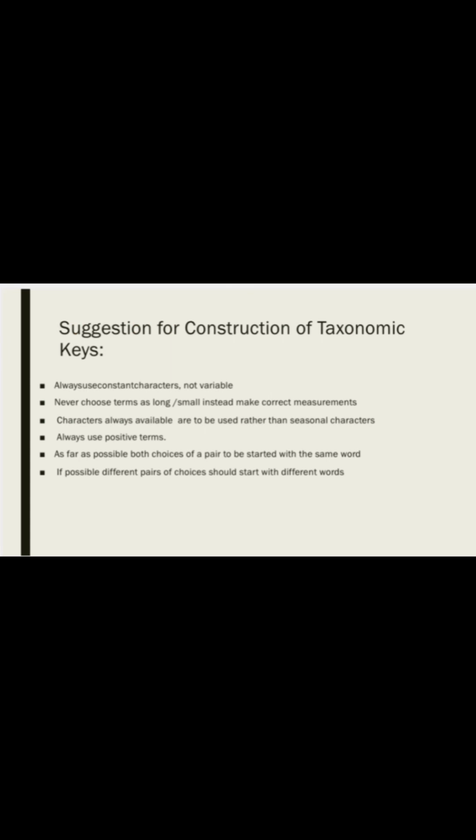Suggestions for constructing taxonomic keys. Always use constant characters, not variable. Never choose terms such as long or small; instead make correct measurements. Characters always available have to be used rather than seasonal characters. Always use positive terms. As far as possible, both choices of a pair should start with the same word. If possible, different pairs of choices should start with different words.